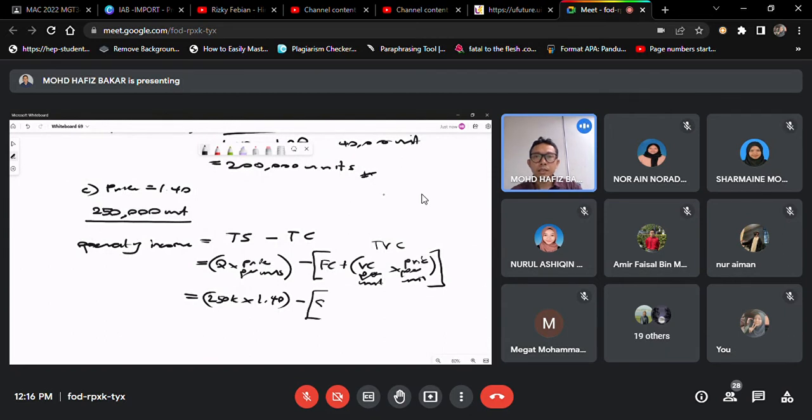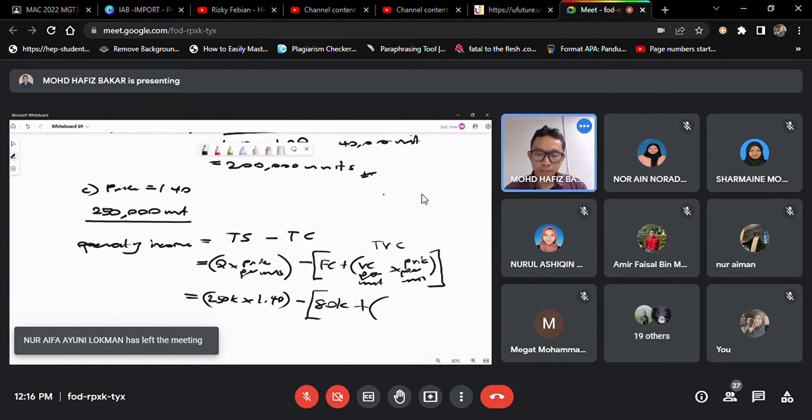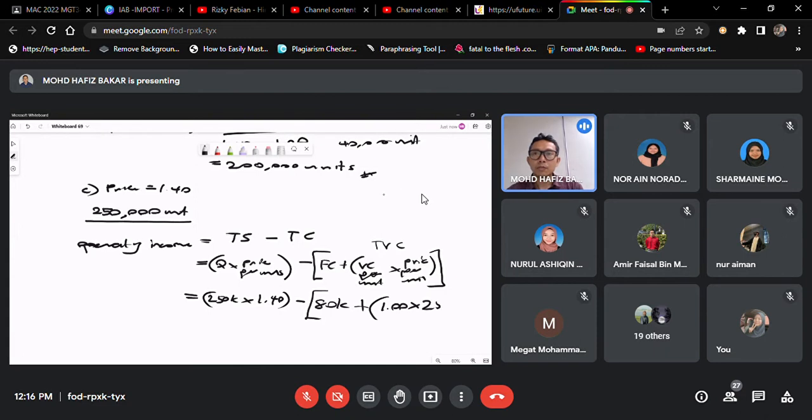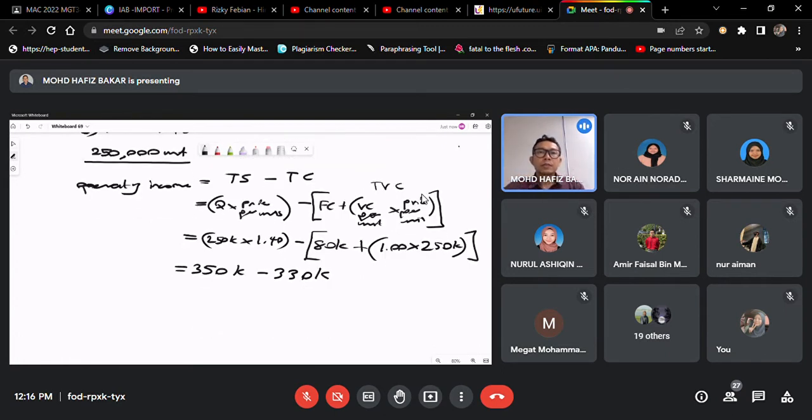Minus fixed cost is 80,000 plus variable cost per unit is RM1 times price per unit 250K. So kita solve lah this equation. 250,000 times RM1.40, 350K minus 80,000 plus 250,000. So 330K. So 350K minus 330K, 20K.